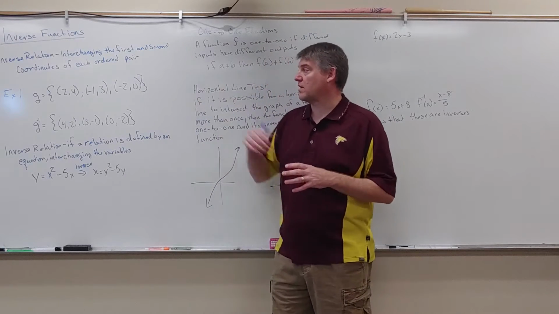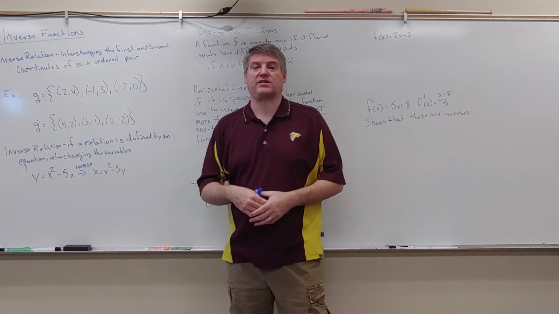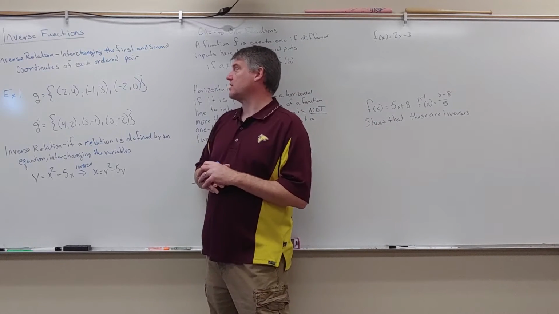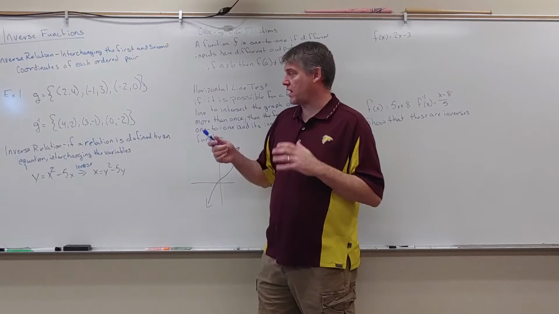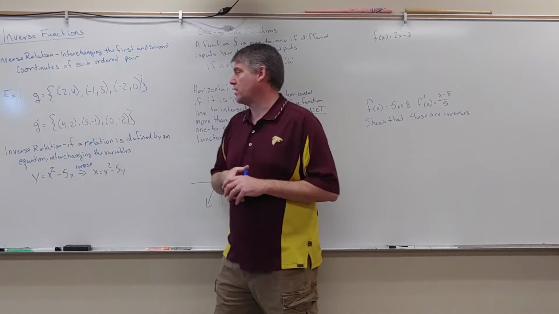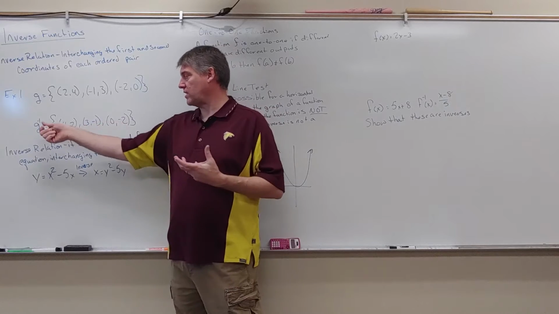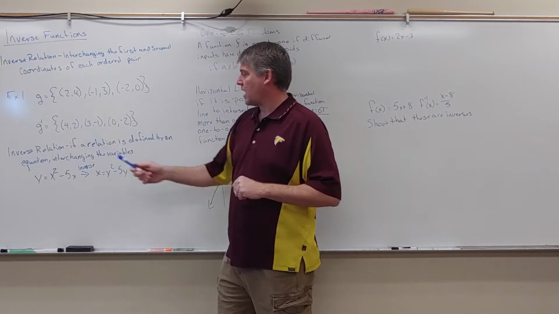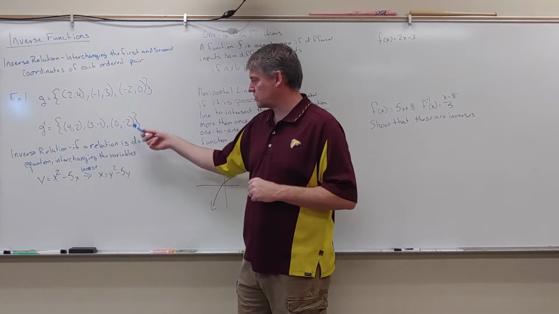All right, we're going to talk about inverse functions. We're going to talk about it if it's just coordinates and if it's in an equation. An inverse relation interchanges the first and second coordinates of each ordered pair. So if G is the set of ordered pairs (2, 4), (1, -3), (2, -2), (0, ...), and I want to know G inverse, notice that the symbol is G to the negative first, I would just interchange these: (4, 2), (3, -1), (0, -2).